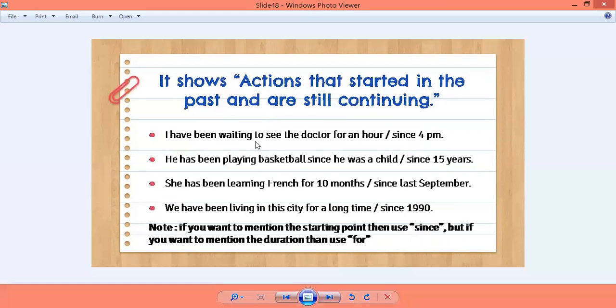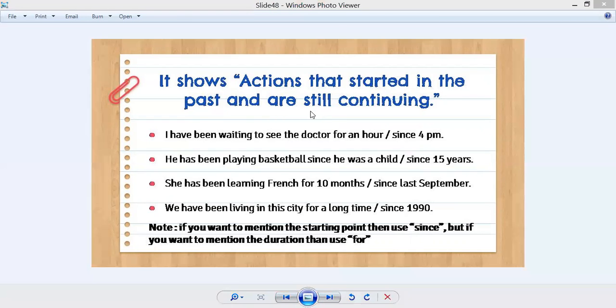Moving on, where and when are we going to use present perfect continuous? Meaning क्या है? It shows action that started in the past and are still continuing. कोई भी action past में शुरू हुई थी और अभी भी continue हो रही है. We will take examples to make it better for you.